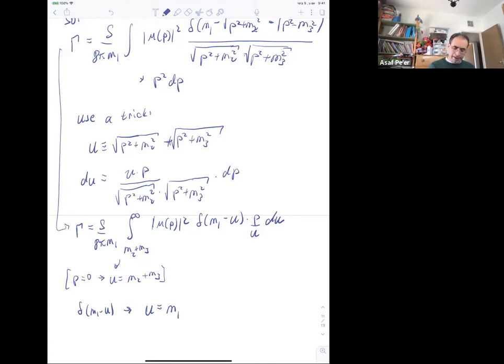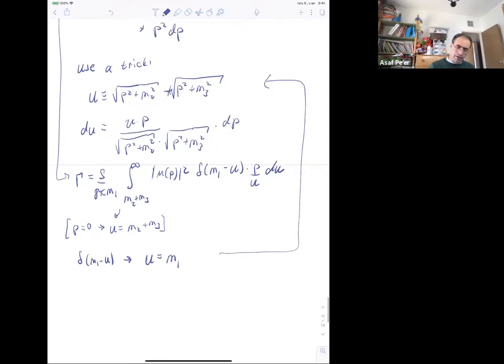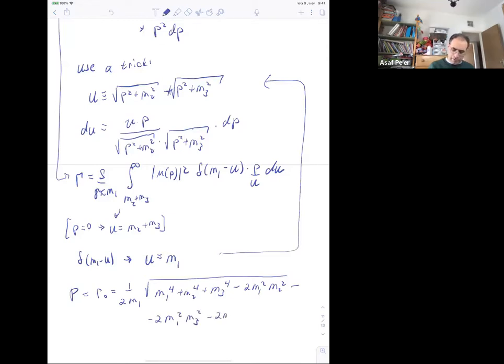and we can use that back in the definition of u here. If we do that, then we find that p0 is 1 over 2m1 times the square root of m1 to the 4 plus m2 to the 4 plus m3 to the 4 minus 2 m1 squared m2 squared minus 2 m1 squared m3 squared minus 2 m2 squared m3 squared. This is simply plugging that into the equation here. So this is again a small homework for you to check out. I checked it out, but don't believe me. Just plug it in and see that that's what you get.